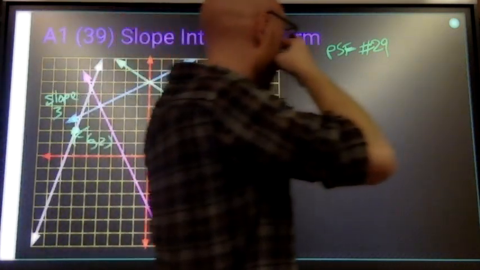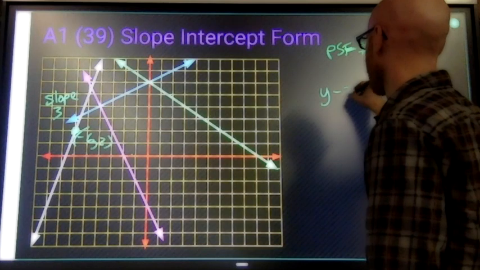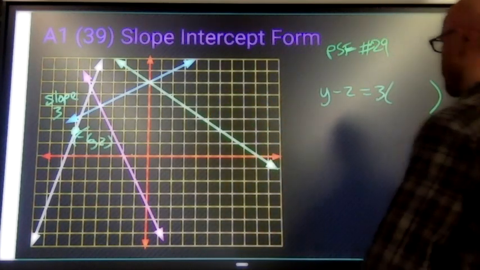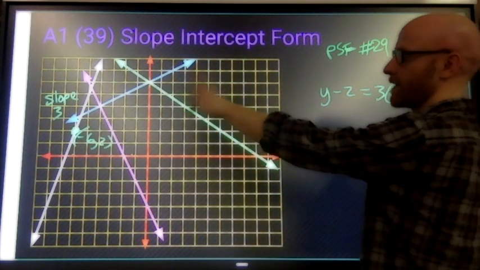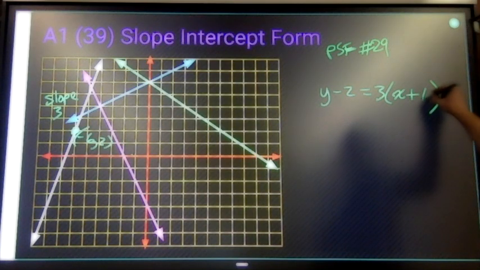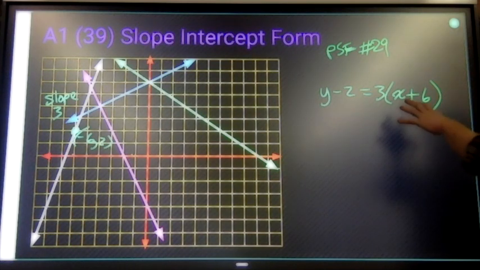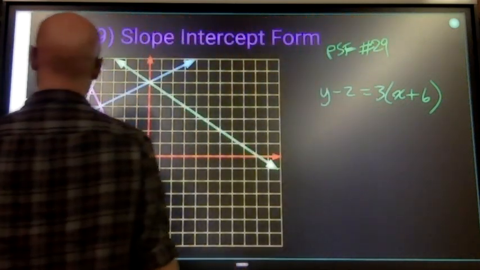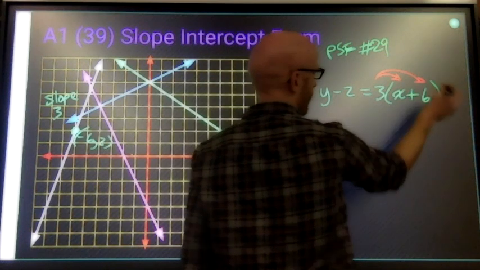And if you remember back from lesson 29, point slope form looked like this. Y minus y1, or y minus our y value, y minus 2 equals slope 3, parentheses, x minus x1, or x minus our x value, minus negative 6, plus 6. Okay? And why I called it a stepper equation is because then I can use this, solve for y. So that's going to involve distributing the 3.